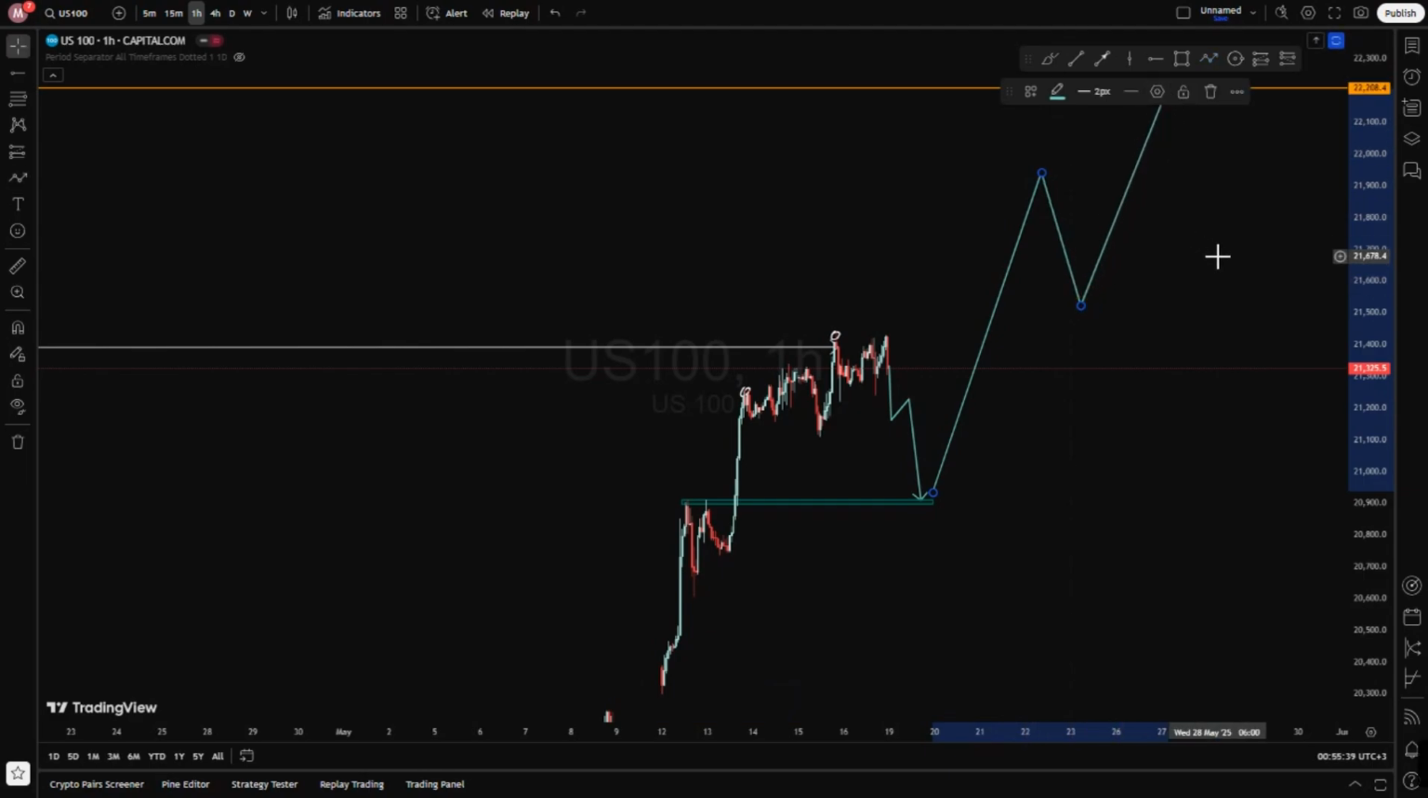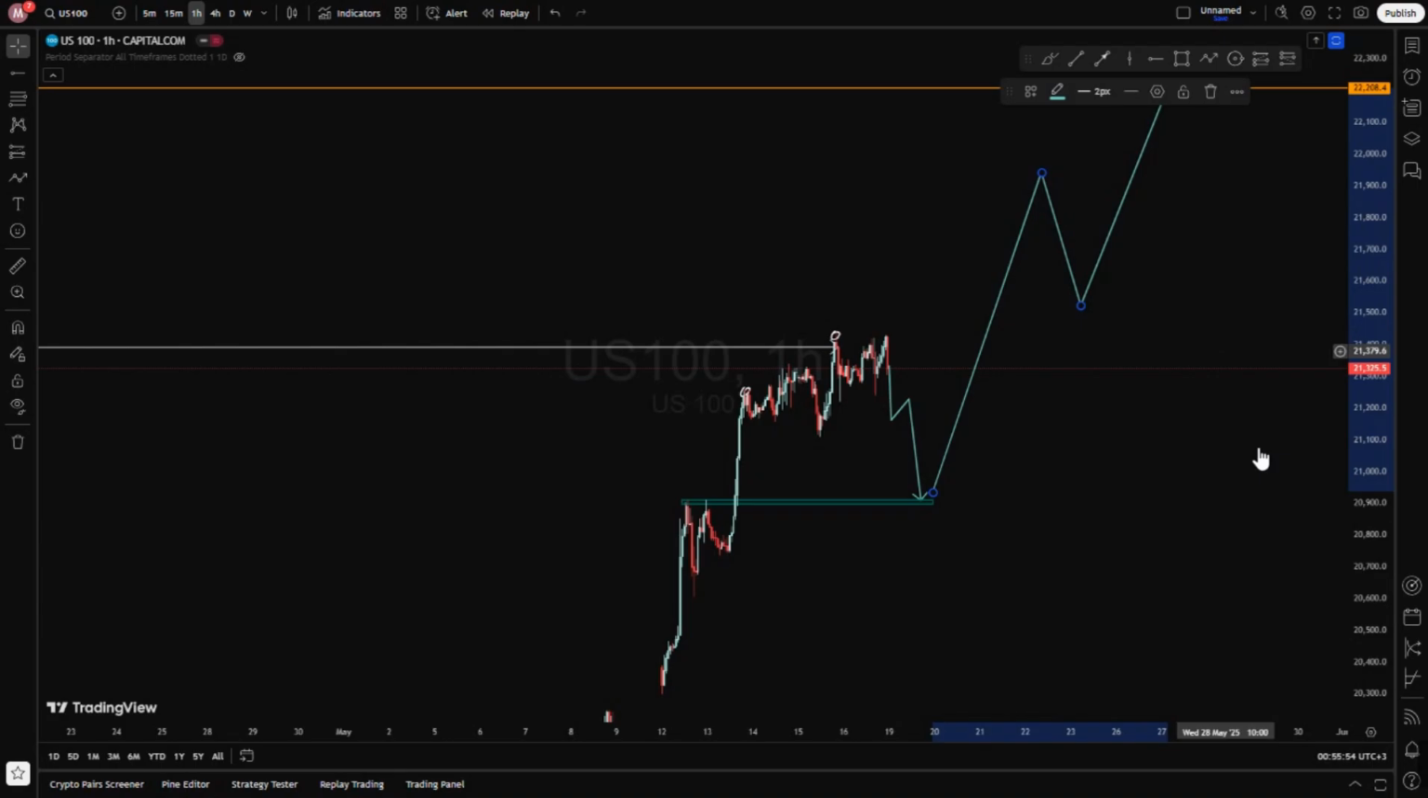So overall, the idea is this. Price could make a short-term move to the downside before continuing its longer-term push back up. But we're not guessing. We're reacting to what the market gives us. As always, we wait for confirmation. No need to rush in. Let the setup form, manage your risk, and trade with a plan.